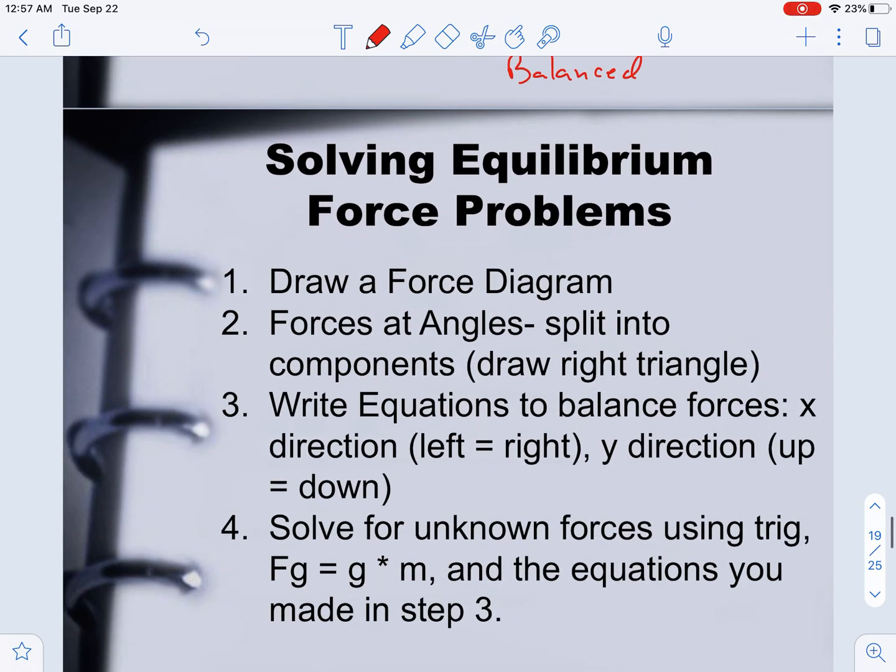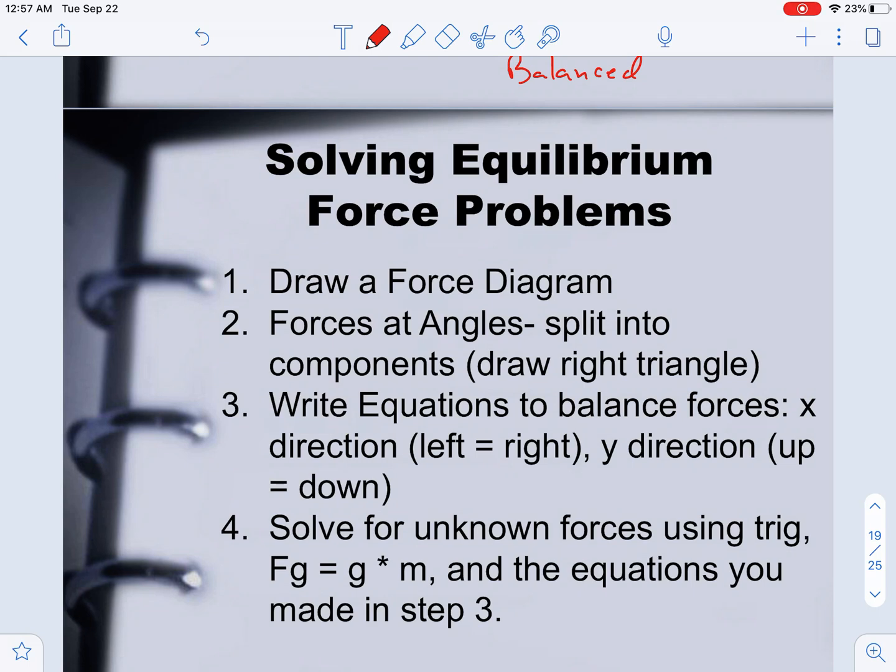In order to solve static or dynamic equilibrium problems, we're going to go through a series of steps. The first step is going to be to draw a force diagram. If there are any forces that are at angles, we will split them into perpendicular components by drawing a right triangle. We're going to do that off to the side. We're not going to do that on our force diagram. In fact, on the AP exam, if you were to do it on your force diagram, they will actually take away points.